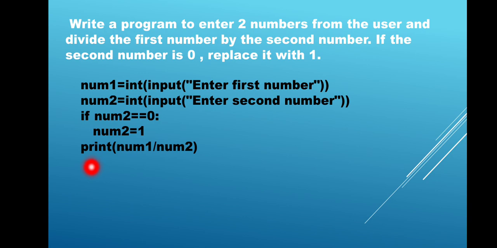Outside the if statement, I have written print num1 by num2. So, if the value of num2 is 0, it will be changed to 1 and then division will be performed. But if the value of num2 is not 0, then it will not be changed and in the division the original num2 variable will be used. Let's see the output.